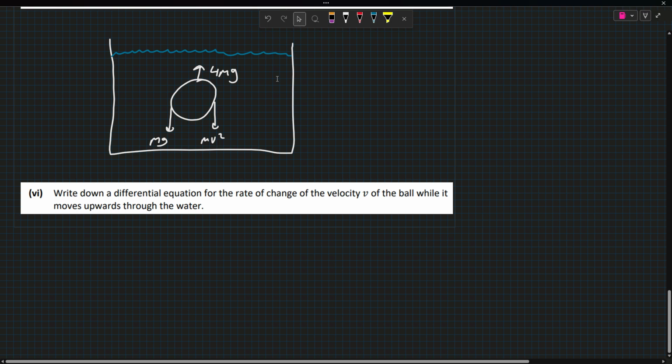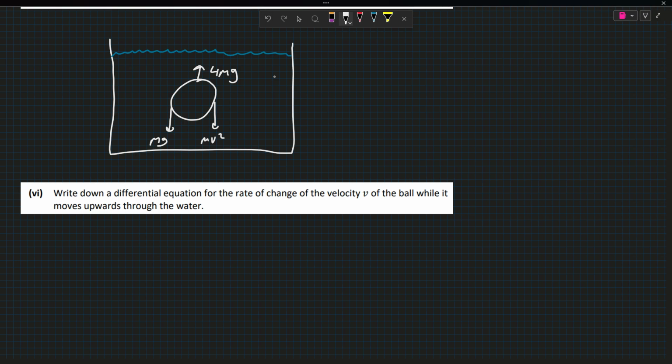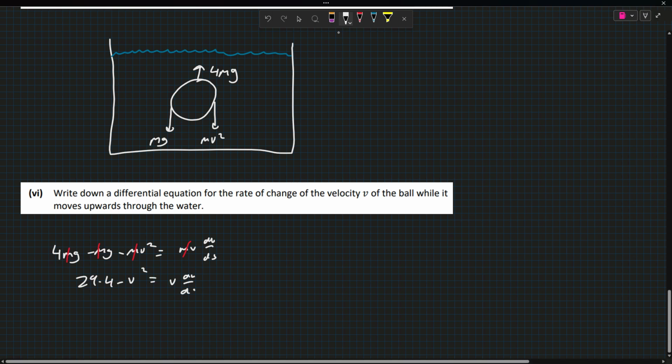Now write a differential equation for the change of velocity v while it moves up through the water. Now we're taking upwards as the direction of motion. So 4mg minus mv squared is mv dv/ds, because it doesn't say velocity over time or distance, so I'll write it as dv/ds for symmetry. That would be 29.4 minus v squared equals v dv/ds. It didn't tell us to solve it, just to write it, and that's what it is. So that's the end of question 4 of applied maths.